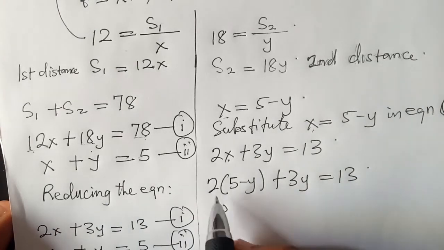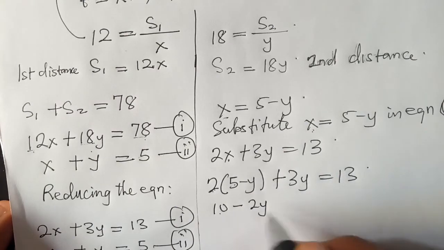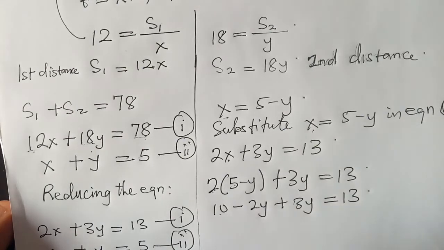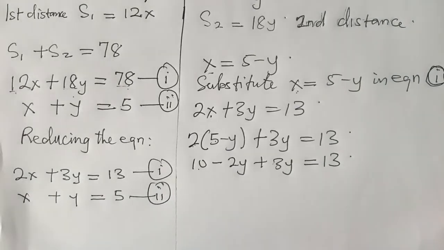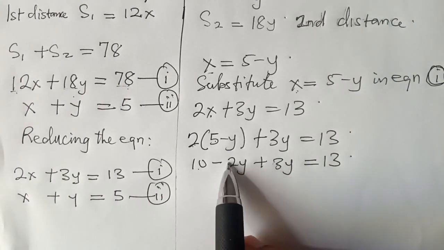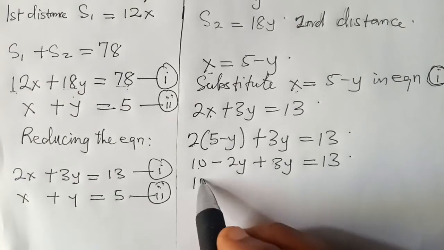Open the bracket. Remember the BODMAS thing. You have to open the bracket by saying 2 times 5, which is 10, 2 times y, which is 2y, so 10 minus 2y, then plus 3y equals 13. Now everything has become in y. It becomes easy for me to solve. Look at minus 2 plus 3. Minus 2 plus 3 is what? The answer is plus y.